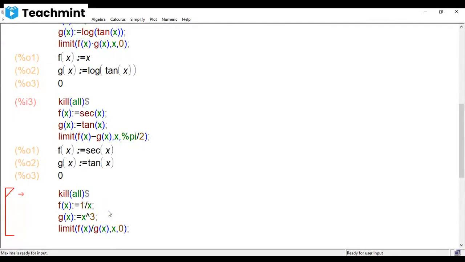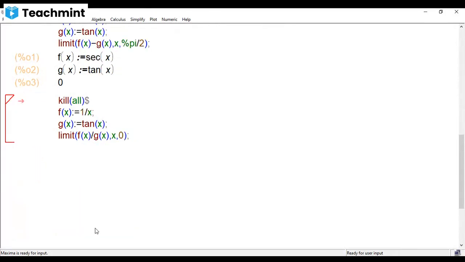So it is 1 by x, f of x, and g of x is tan x. So this is f of x cap g of x, that is f of x to the power of g of x. So in each of the problem, you have to see in which form you are taking. And limit is x tends to 0. Okay. We got 1. So same answer has been got here. So this is how you have to evaluate the limit using Maxima program.